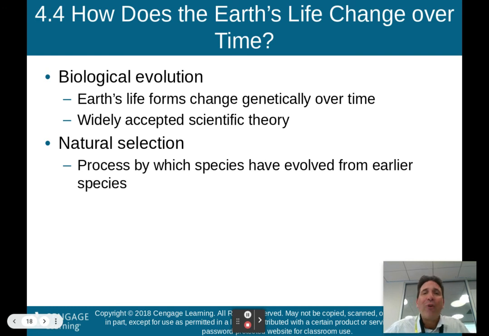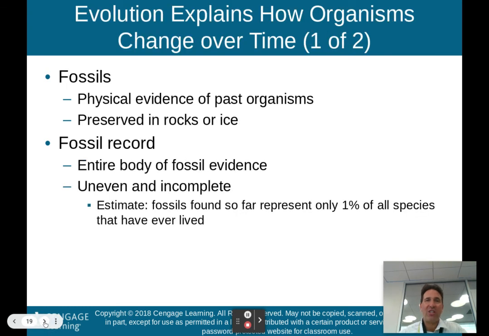So how does Earth's life change over time? This is where we're going to start talking about evolution. We start off with biological evolution. Earth's life forms change genetically over time. It's a widely accepted scientific theory at this point. How does it happen? It occurs with something we call natural selection, the process by which species have evolved from earlier species. So evolution explains how organisms change over time.